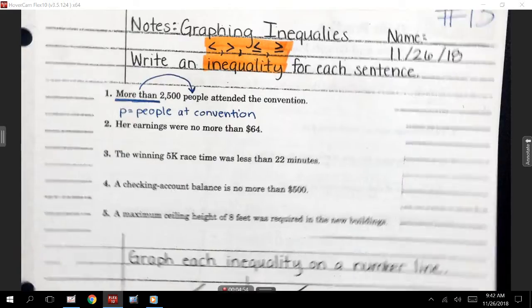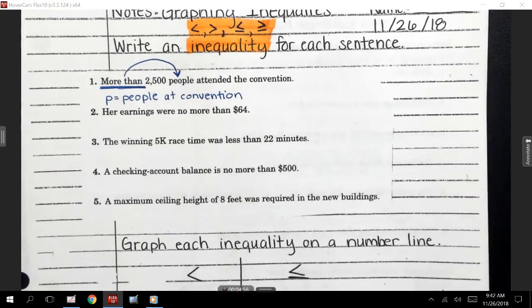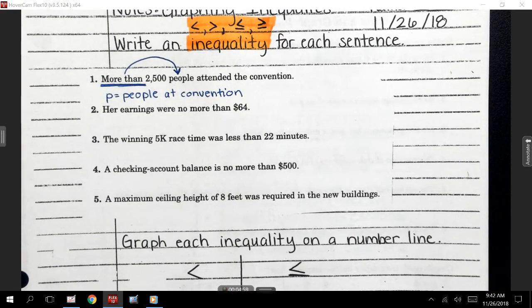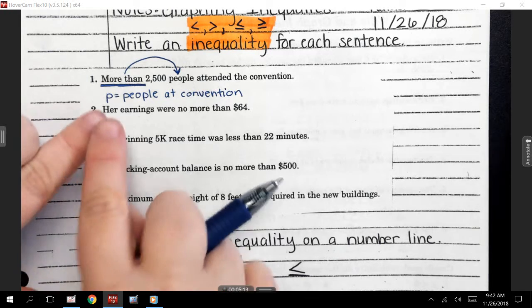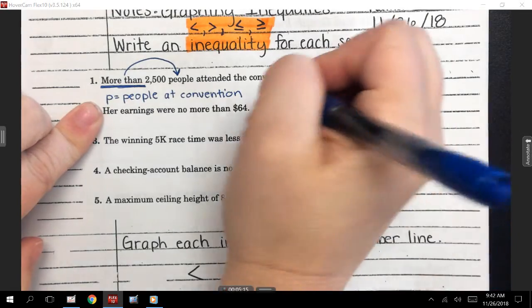Okay, so my people are those people at the convention. All right, so we picked our variable. Now, do y'all agree, like before, that was one of the harder things to do? If you pick what your comparison word is, then you just look for what am I comparing? Oh, people. It made it easier. So now, guys, we're going to take our variable, and you always want to put your variable first.